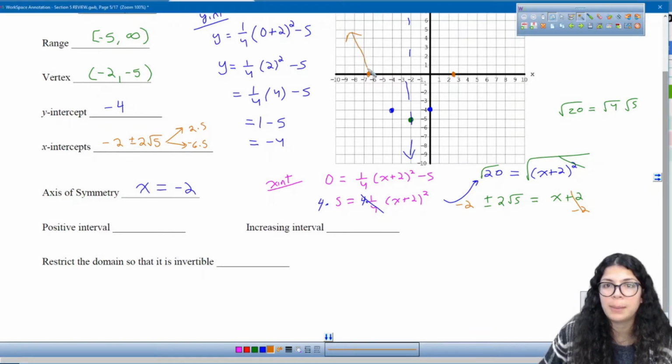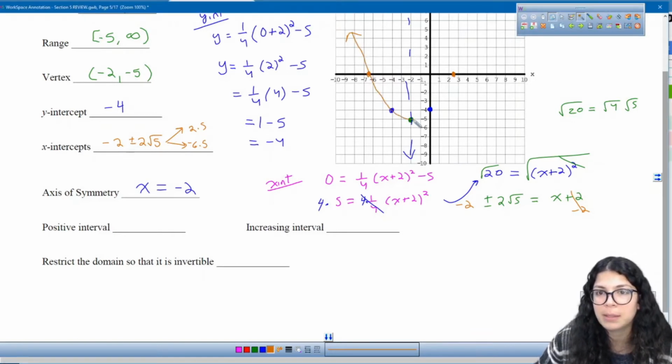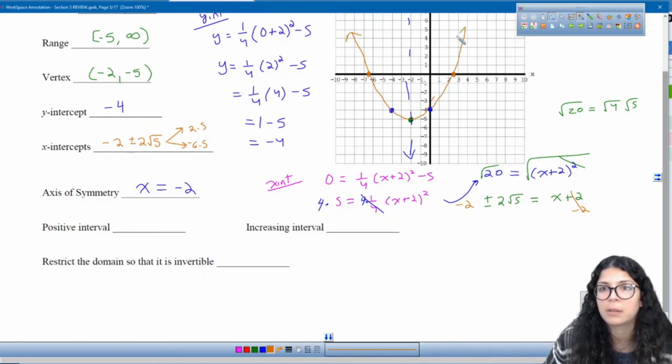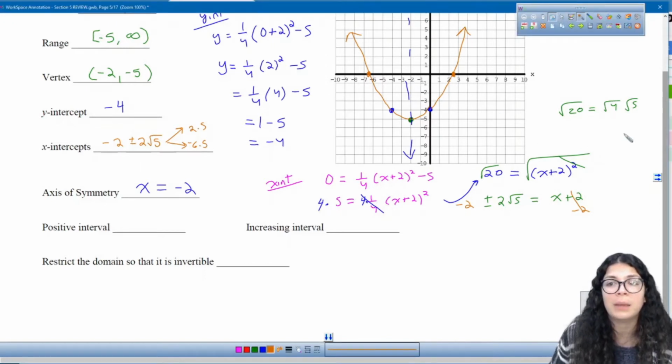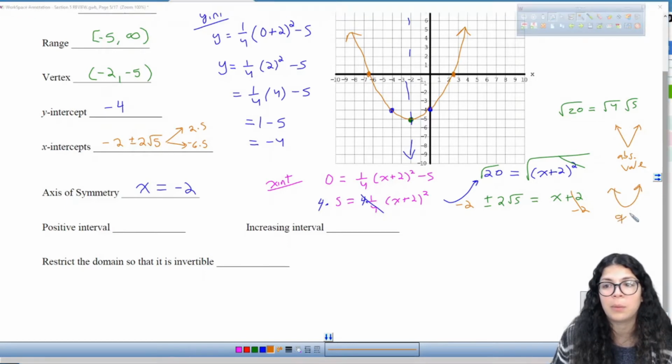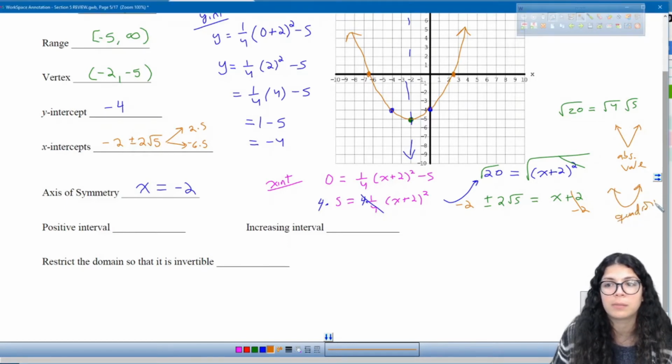And I'm going to try my best to connect these dots as best as I can. It's actually not looking bad so far. Good enough. Remember to curve at the vertex, guys. Do not give me a V shape, right? V shape, that's absolute value. U shape, parabola, quadratic function. Okay?